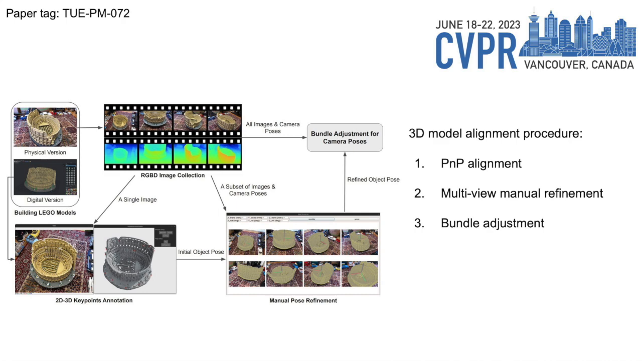After the manual alignment steps, the digital model is aligned well with a subset of image frames. To propagate the object alignment to the rest of the sequence and rectify the camera drift caused by ARKit, we refine the camera poses by minimizing reprojection errors.